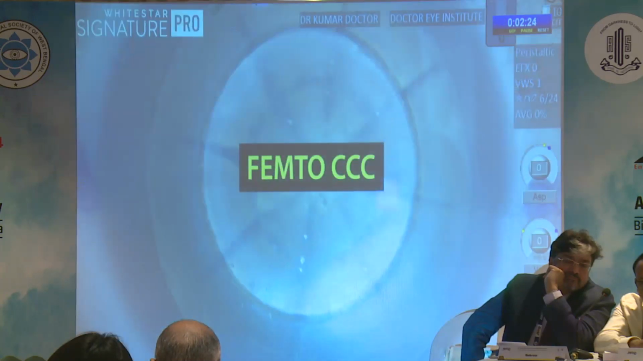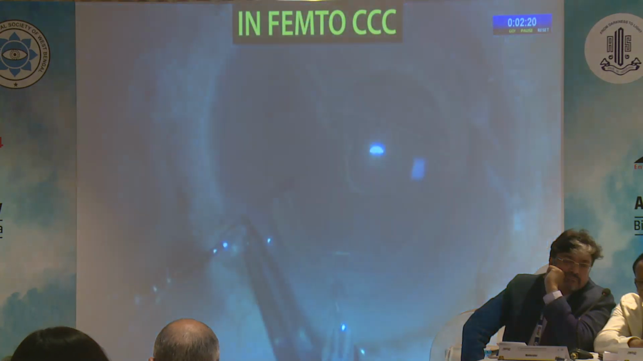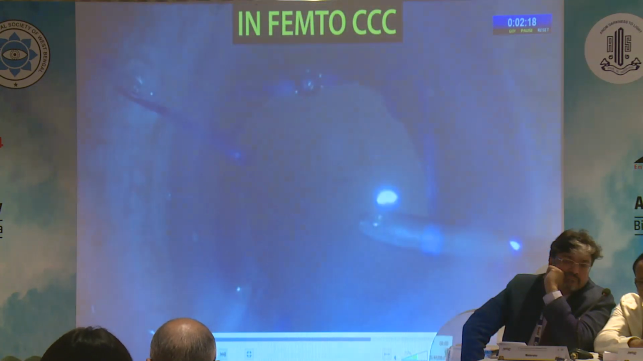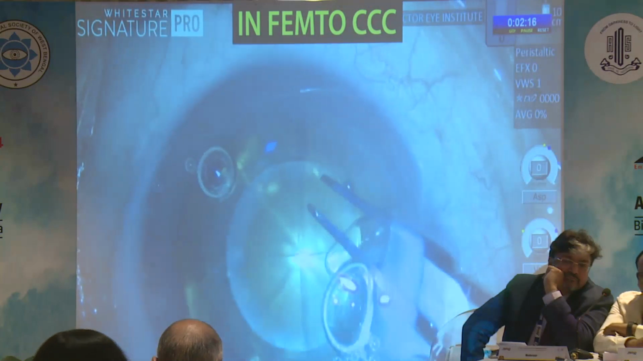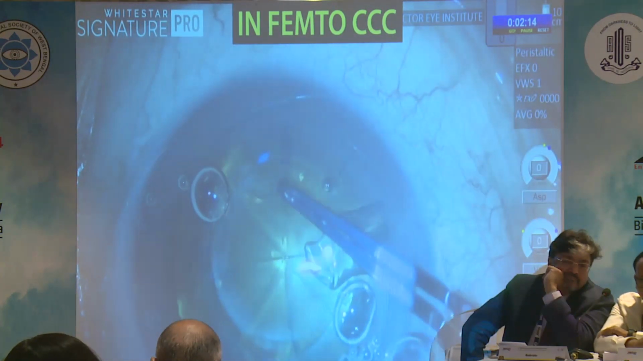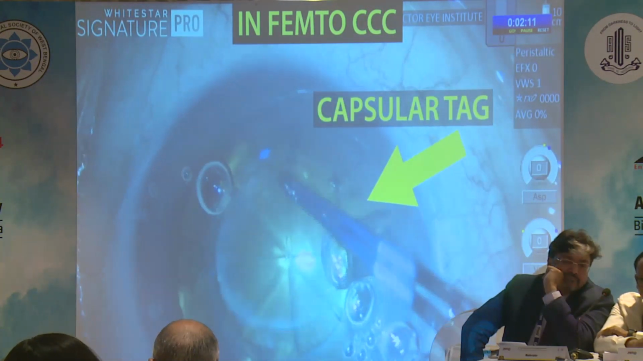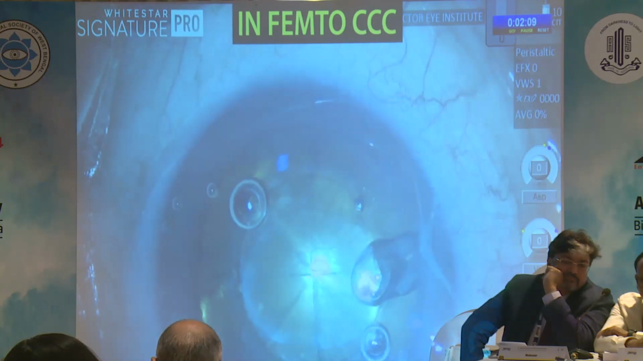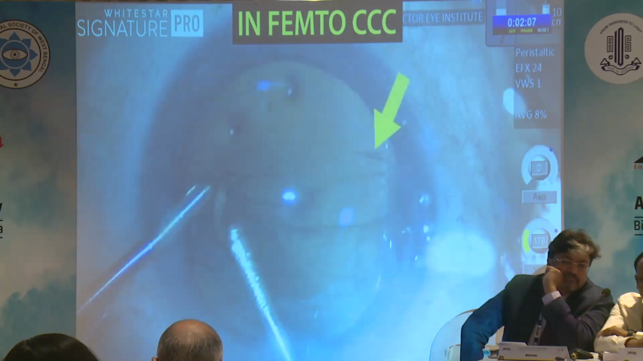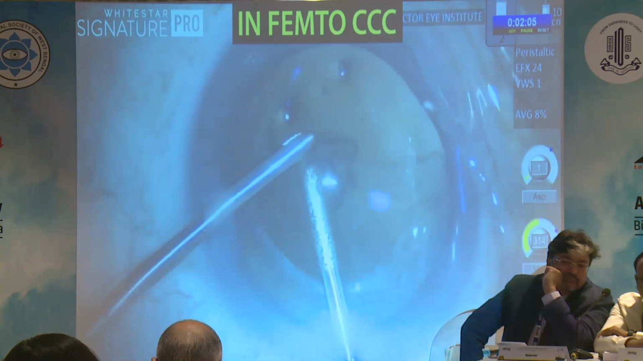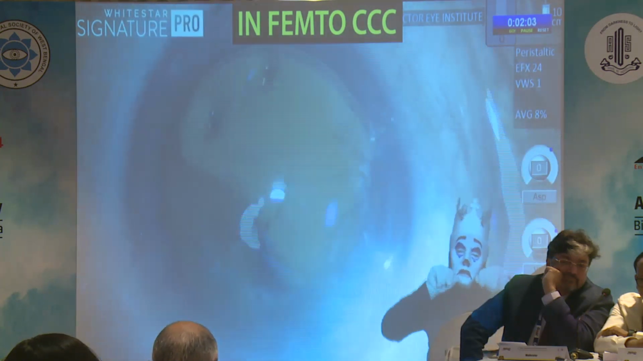If the femto CCC is free floating, the CCC is strong enough to hold on to capsular hooks or iris hooks. But if this femto created CCC is found to have capsular tags, they act as points of weakness, and during irrigation and aspiration, this spot gives way, causing an unexpected capsular tear.